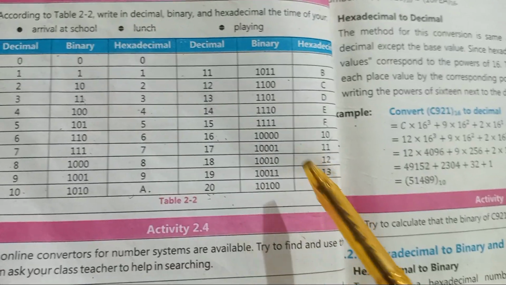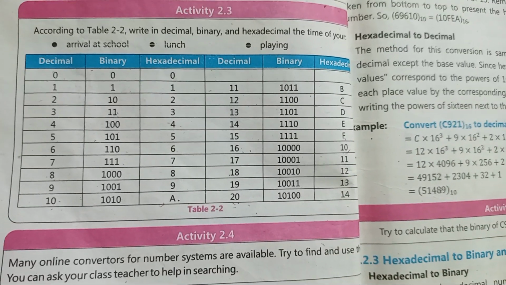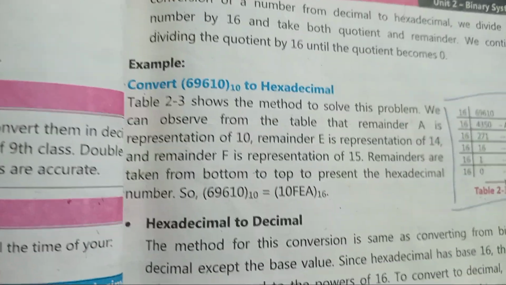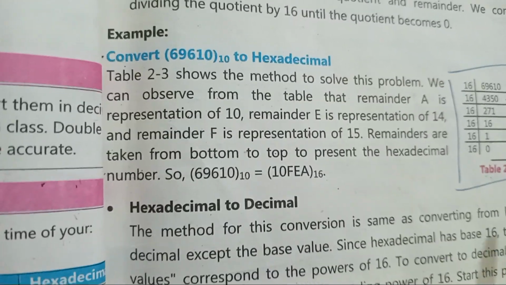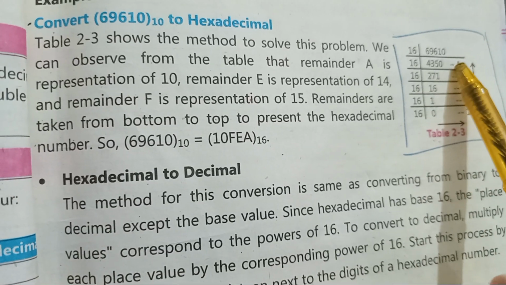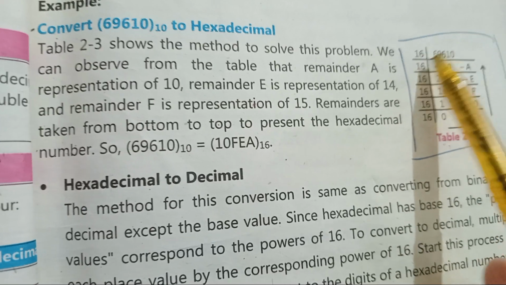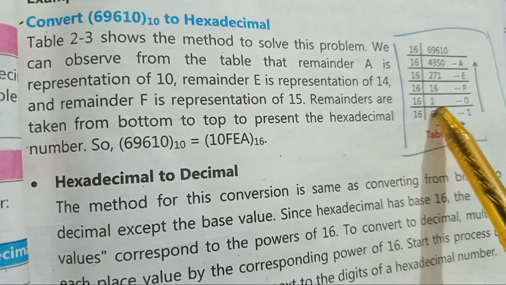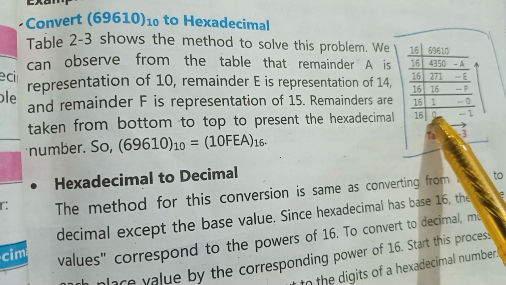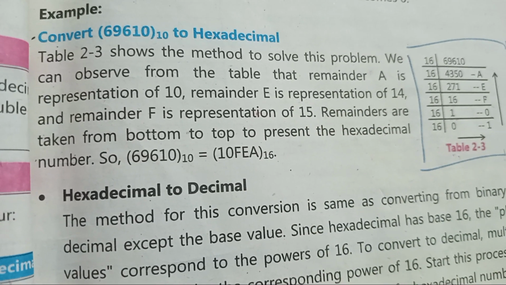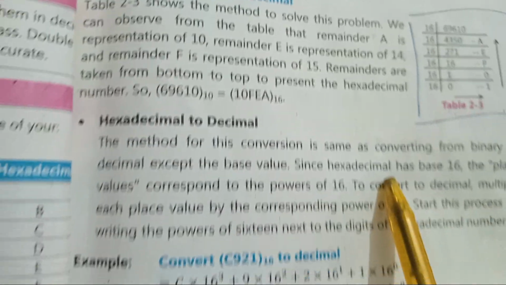Right, now you convert the decimal to hexadecimal number. In this example, how to convert from decimal to hexadecimal. Now you see in this example, you have to divide this number with the base of 16, and you have to divide it until you get the quotient 0 in it, right? So this is how you can convert the decimal to hexadecimal.